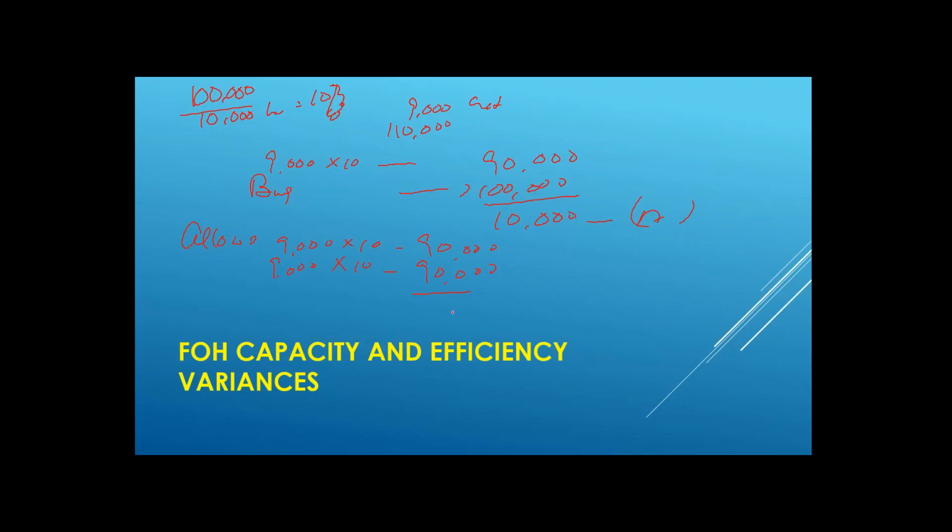So we can see no efficiency problem. The problem here was we did not work enough hours. If you had worked enough hours, we could have recovered 100,000. So the efficiency variance is 0, because they have worked according to the allowed hours, and that's all right.